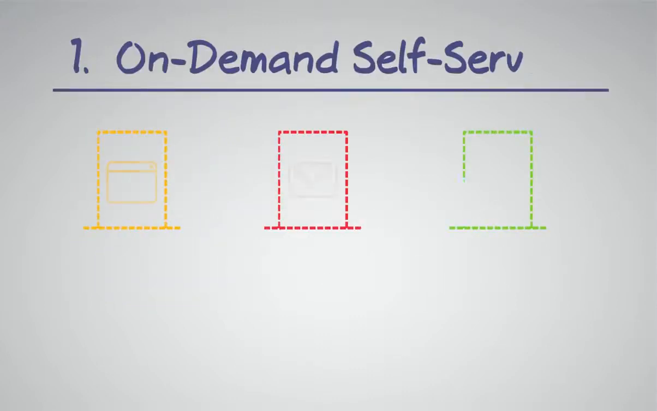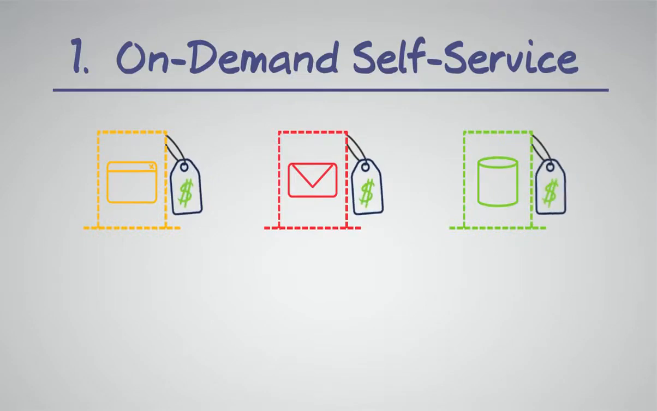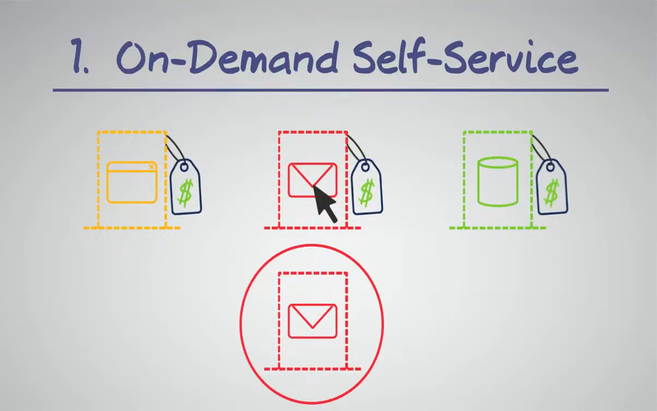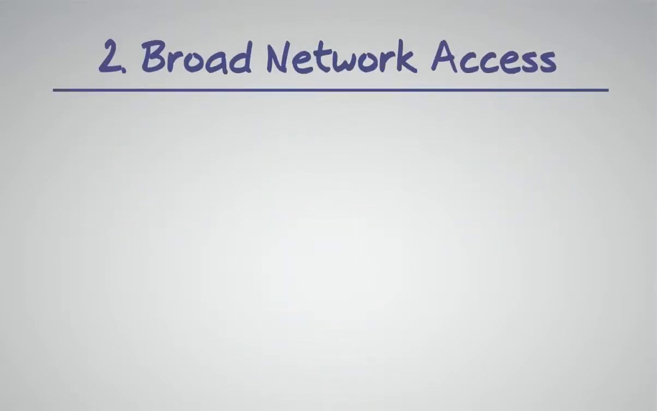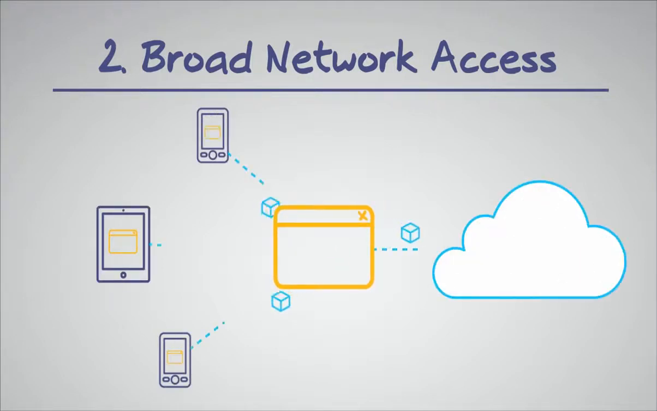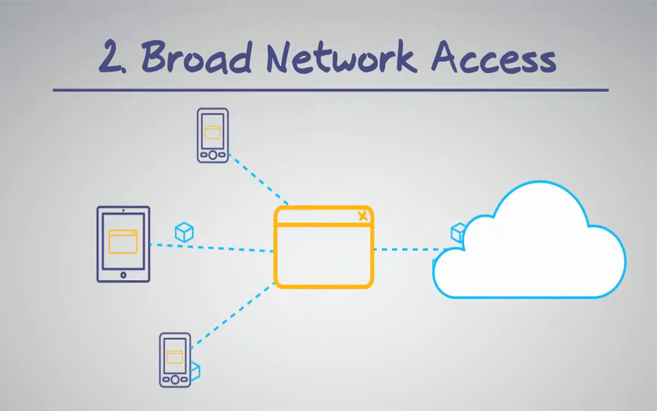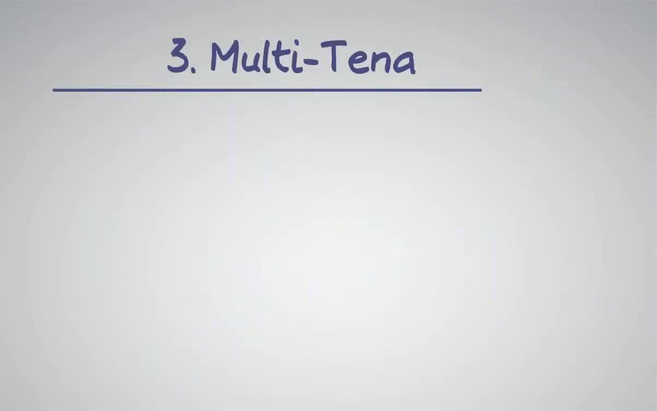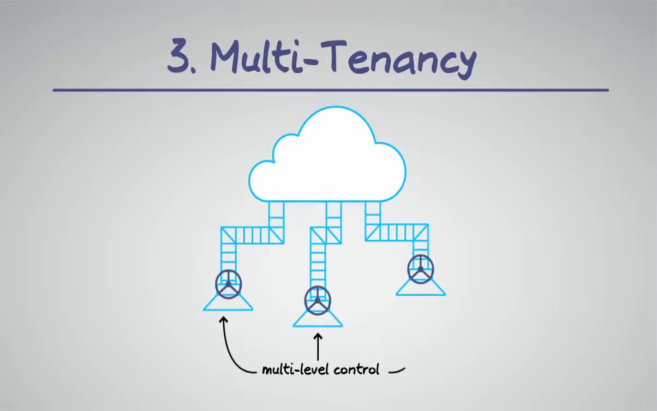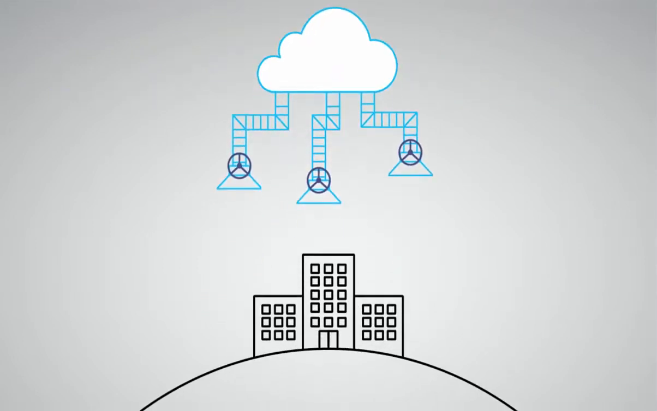First, on-demand self-service. This allows users to access and provision the resources of the cloud automatically without requiring any additional human interaction. Second, broad network access. Capabilities are generally available over the internet through a standard portal that's accessible by any device that's connected to the network. Third, multi-tenancy. Multi-level control structures need to be in place that enable different organizations to securely share resource pools. Each organization can further control access to their resources.